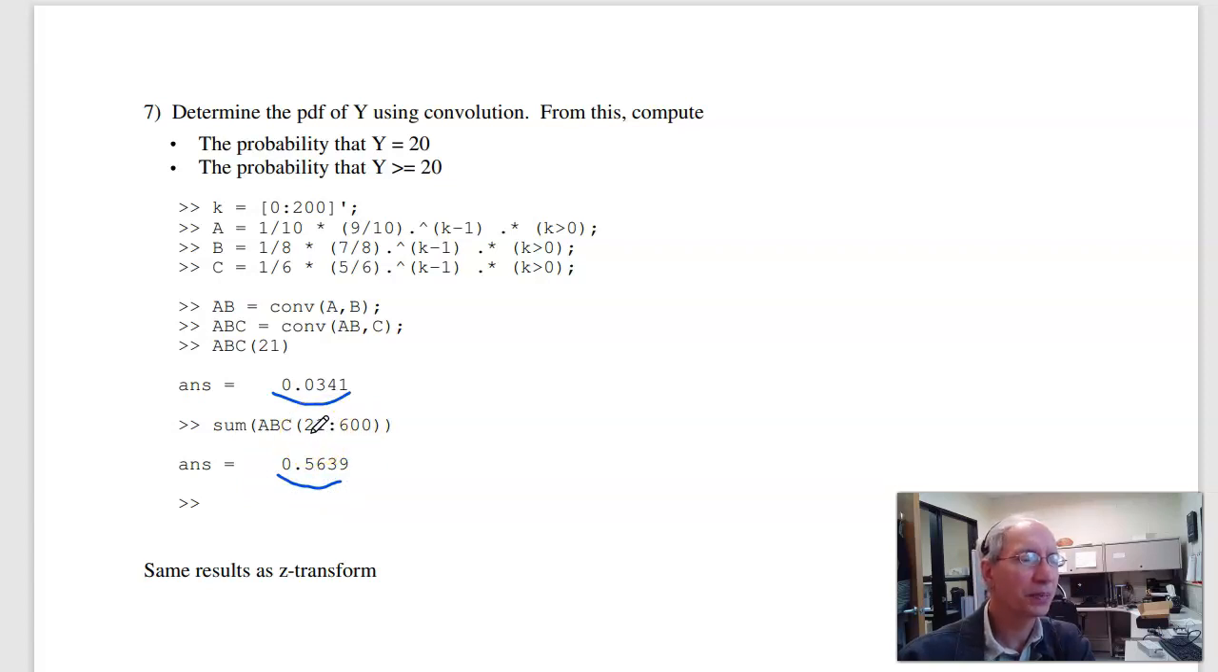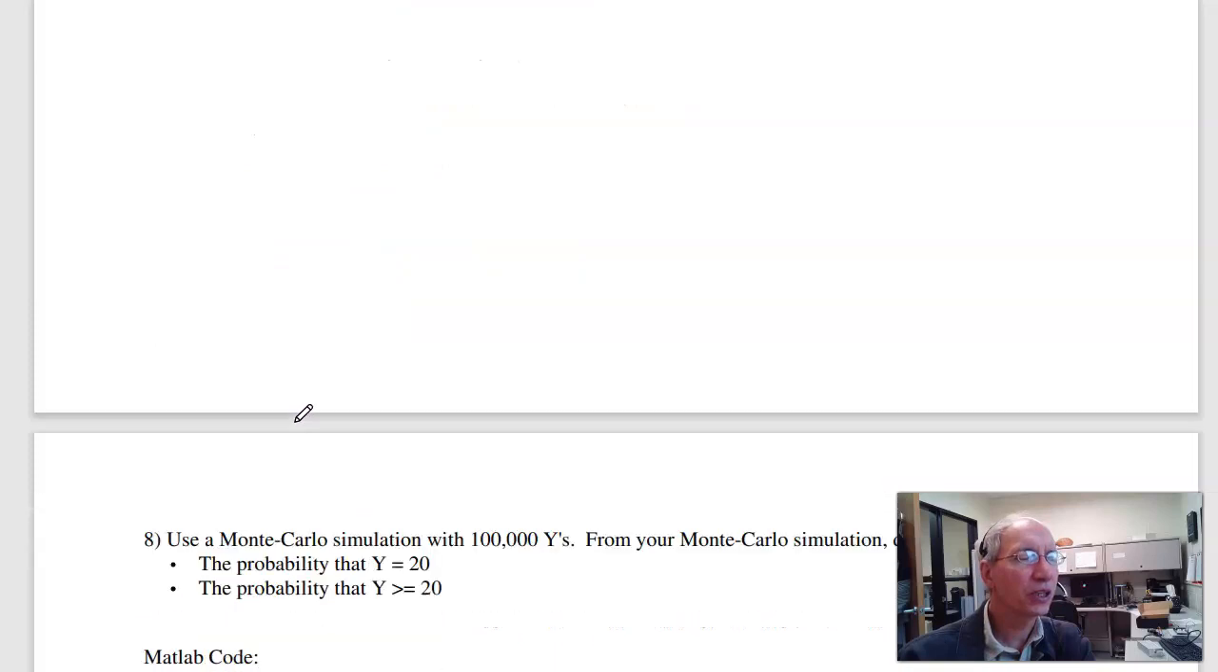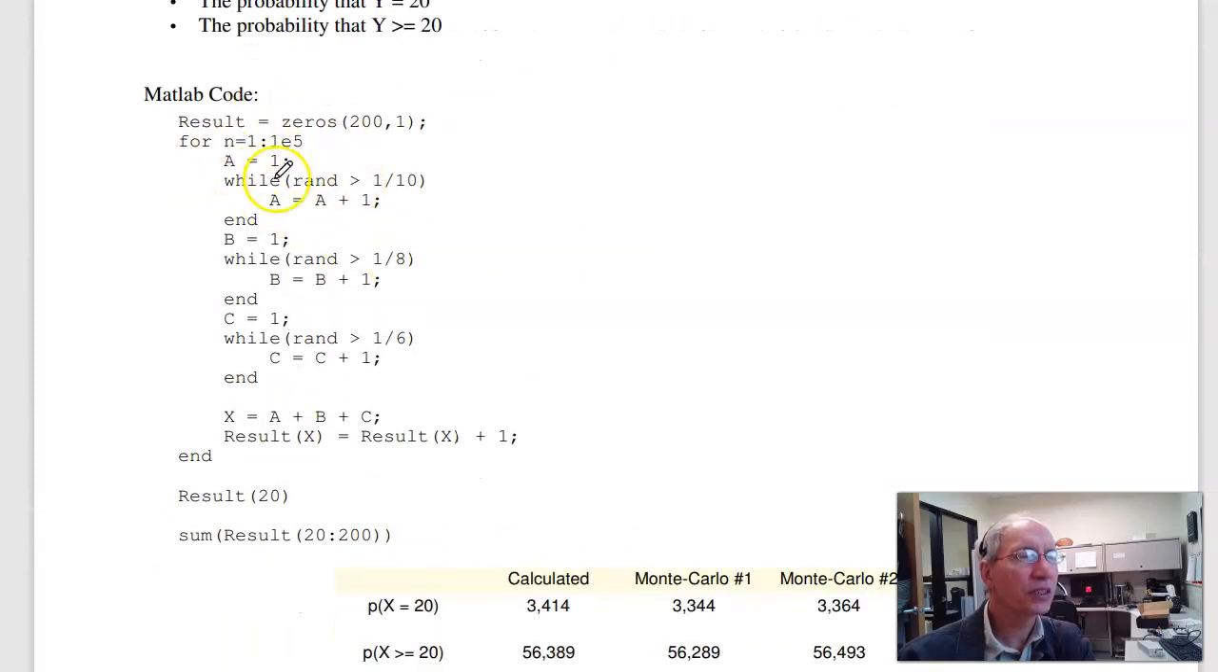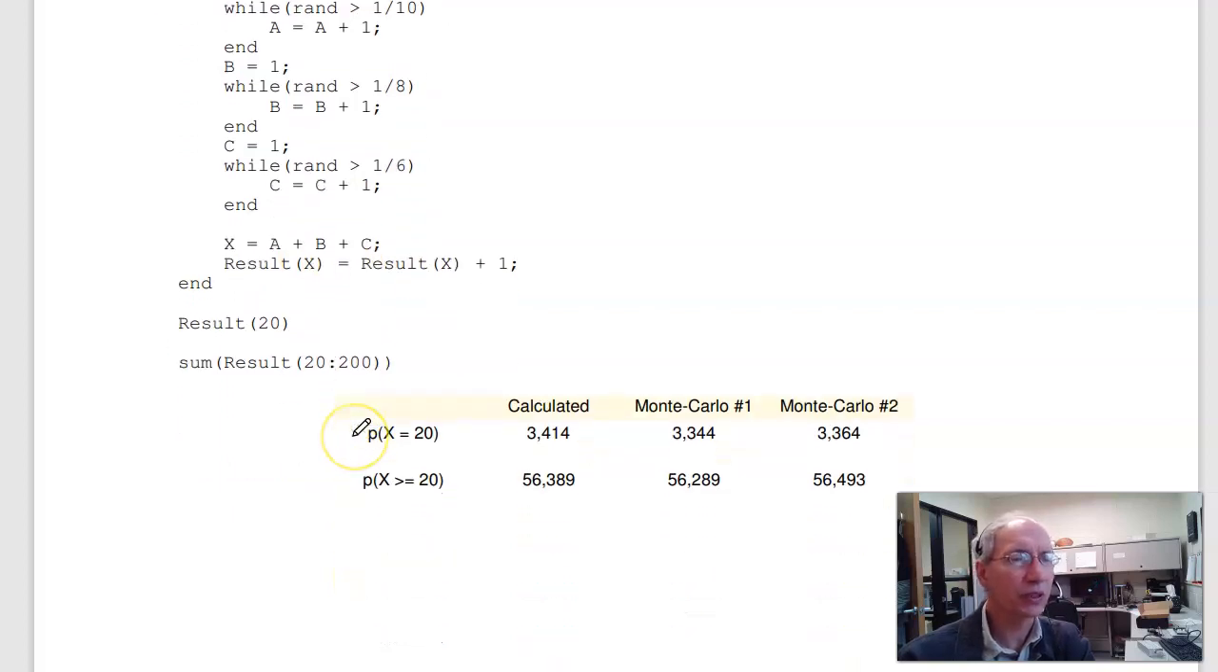That matches up. Third approach, using Monte Carlo. Roll a 10-sided die until I get a 1, 8-sided die until I get a 1, 6-sided die until I get a 1, add them all up. Keep track of how many times it took 1 roll, 2 rolls, 3 rolls. In 100,000 rolls, it was 3.3% on Monte Carlo. Pretty much matches calculations. 56% for at least 20. Matches calculations. So it looks like we did it right.